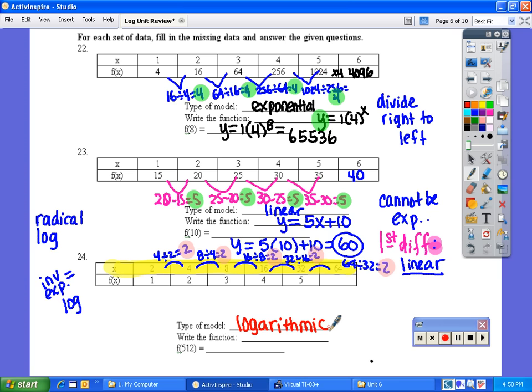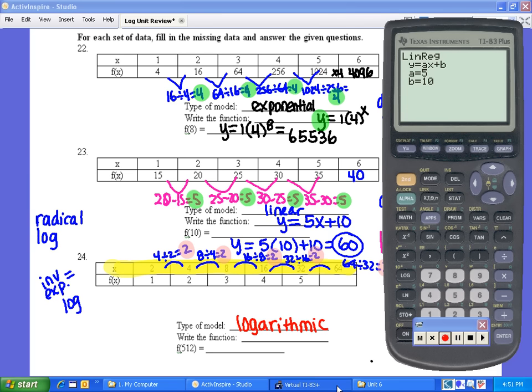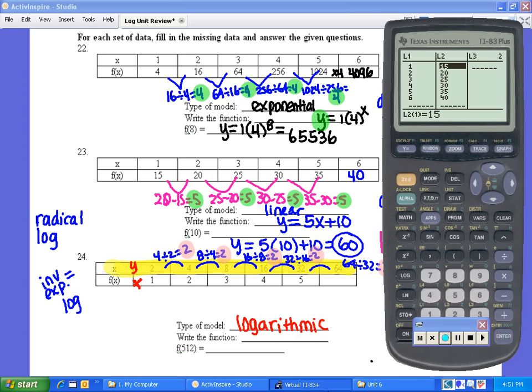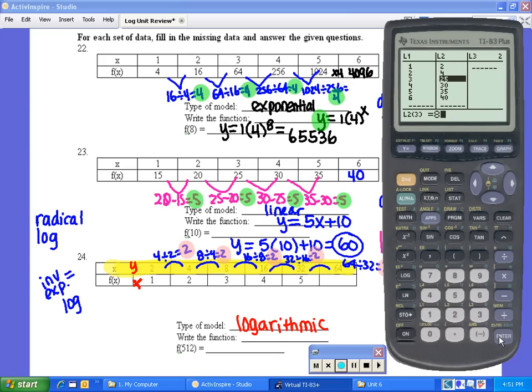Alright, so now you know your calculator doesn't have a logarithmic regression. So you're going to go into your stat edit. Your x values will be the ones from the bottom, and your y values will be the ones from the top, because we're going to switch it back later. So put in 2, 4, 8, 16, 32, and 64.